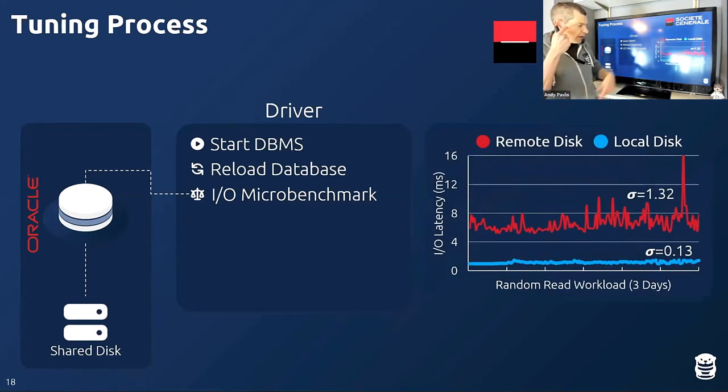Right. So here you can see the result of this. The red line is the measurements of running the micro benchmark on the shared disk, and the blue line is the micro benchmark running on a local disk. You see here there's a huge blip in performance where the disk speed got 5x or 3x or 2x slower than what it normally should be.